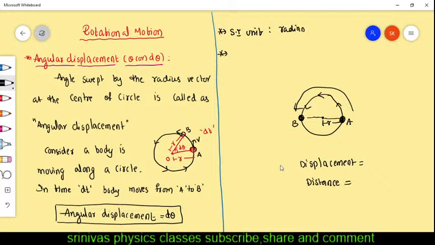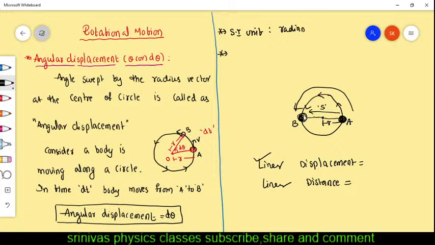Here displacement and distance mean linear displacement and linear distance, which we discussed previously. According to the previous definition, for motion in a straight line, this is the initial point where the body starts, and this is the final point where the body ends its journey. A is the initial point, B is the final point. You join the initial and final points with a straight line. That straight line length gives the displacement. Displacement is the shortest distance between the initial and final points.